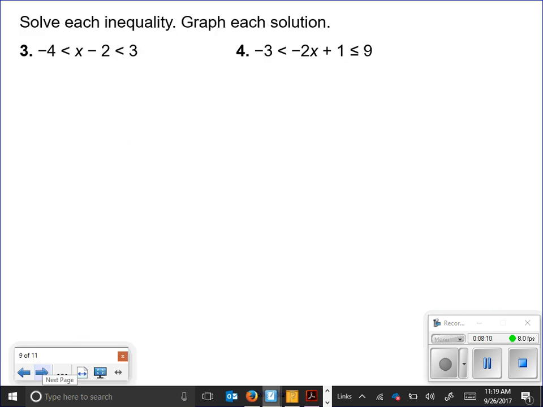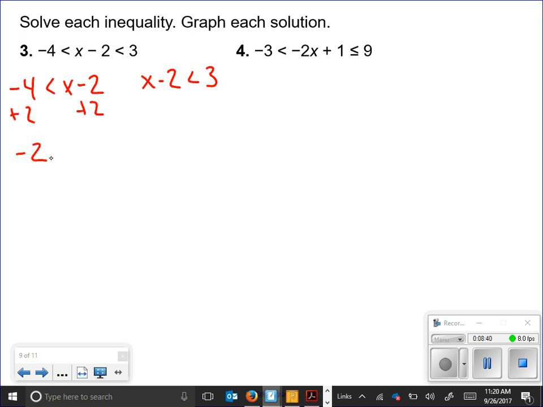All right, so we have some more examples here. I'm going to do one with you. Both of these are and inequalities. And you're going to try one, and then we'll go to the next slide, and I'll try one more, and you'll do one more. So I'm going to break these apart. -4 is less than x minus 2, and then we're going to also have x minus 2 is less than 3. So I'm going to solve to get x alone.